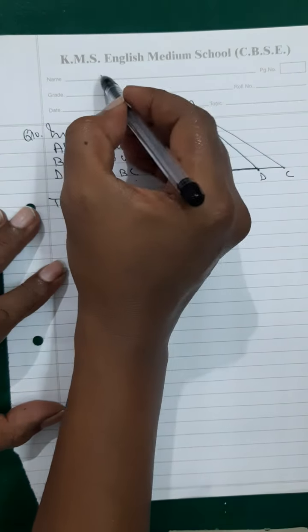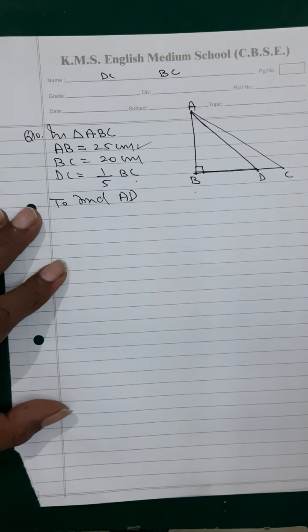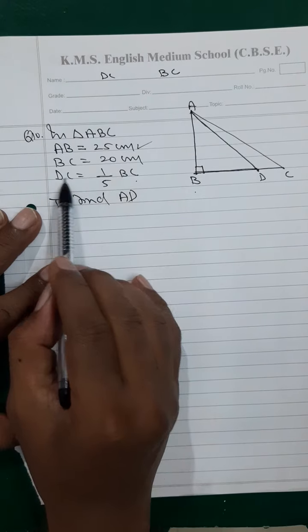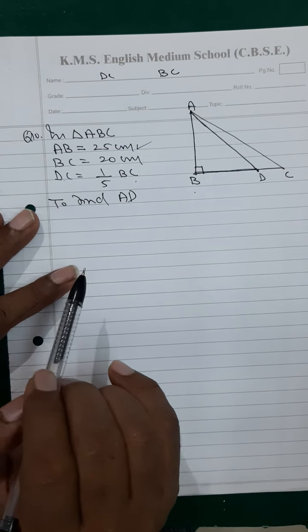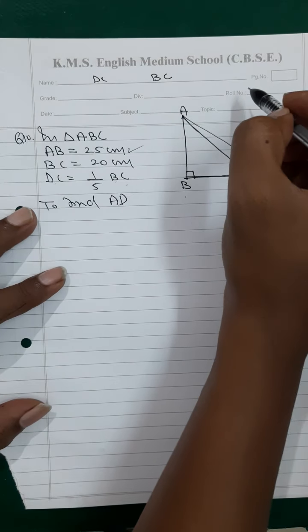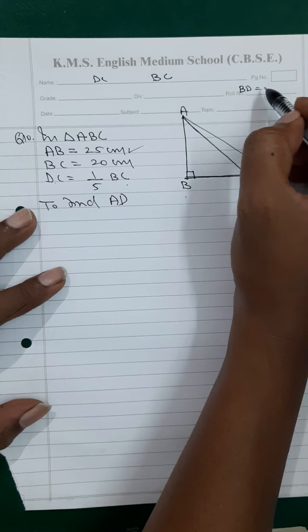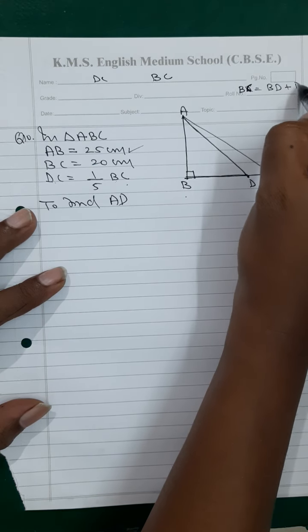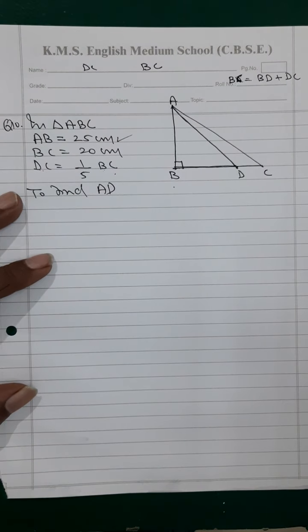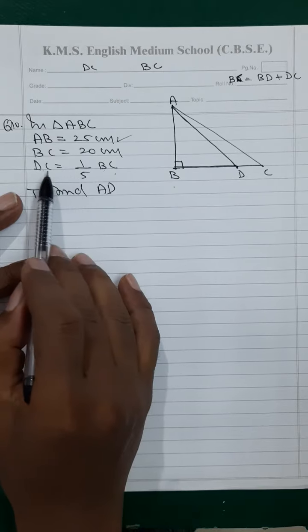See, they have given the relation between DC and BC: DC is equal to 1/5 of BC, and you want BD to come into the picture. So you know BC is equal to BD plus DC. This is what you know. Out of this, you have the relation between DC and BC.